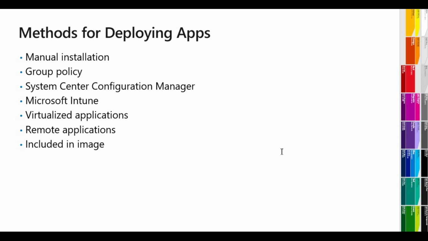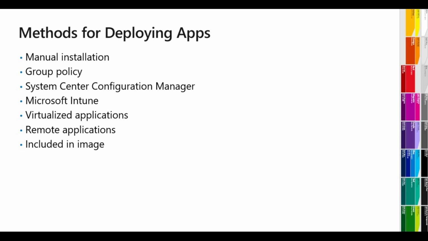So methods for deploying apps: manual installations, group policy, System Center Configuration Manager, Microsoft Intune. There are a few different options. Manual installation means you can download the exe file, then you can install, right? That's one kind of thing we have. With group policy, you'll be able to deploy the applications as well.